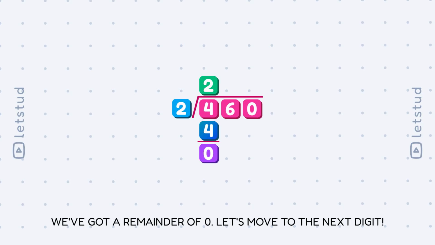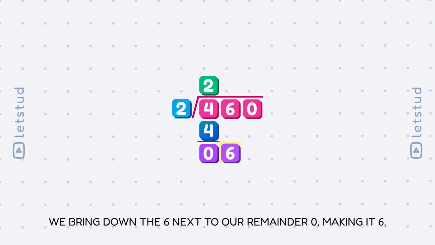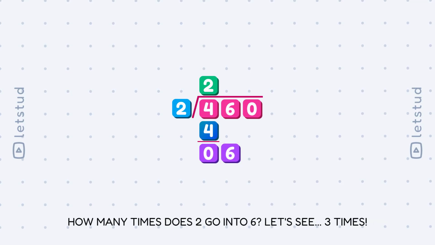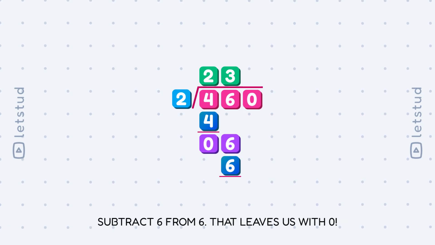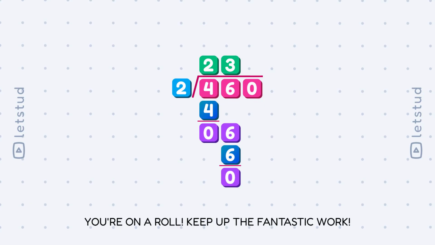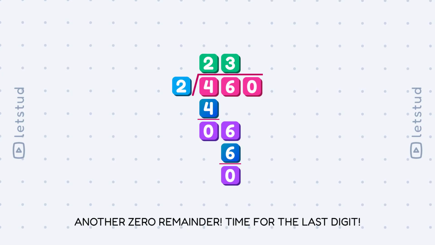Let's move to the next digit. Next up is the number 6. Let's tackle it. We bring down the 6 next to our remainder 0, making it 6. How many times does 2 go into 6? Let's see, 3 times. Check our work: 3 times 2 equals 6. So close. Subtract 6 from 6. That leaves us with 0. You're on a roll. Keep up the fantastic work. Another 0 remainder. Time for the last digit.